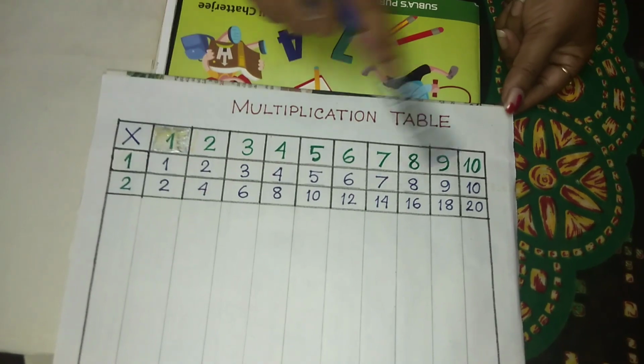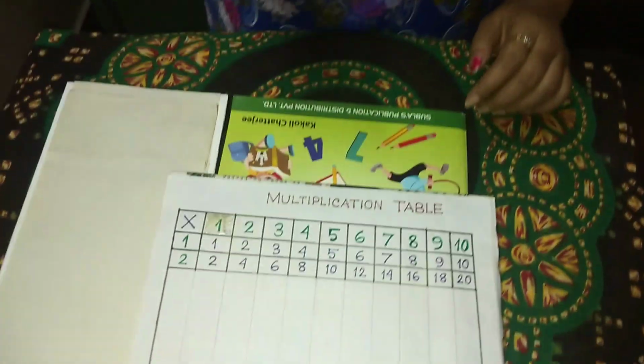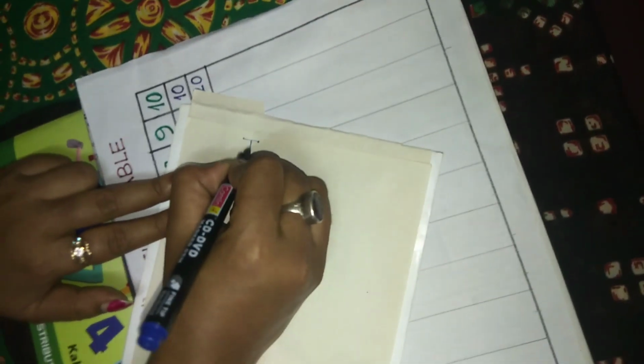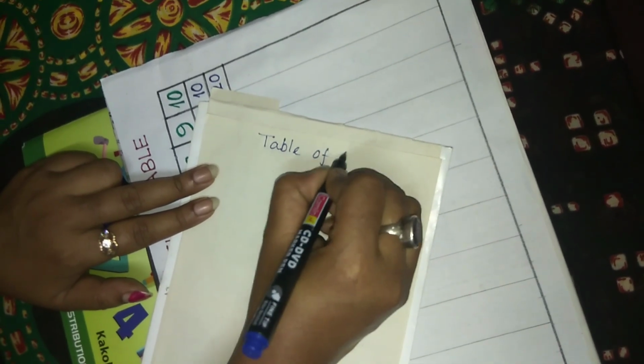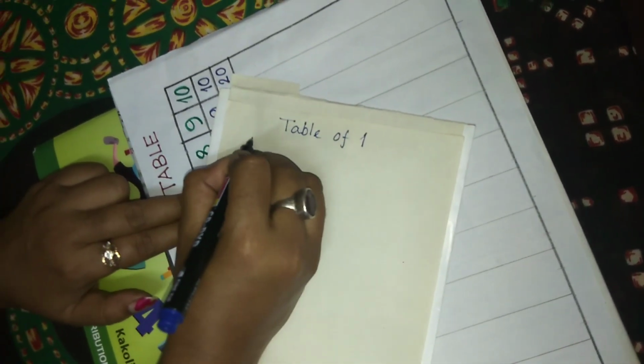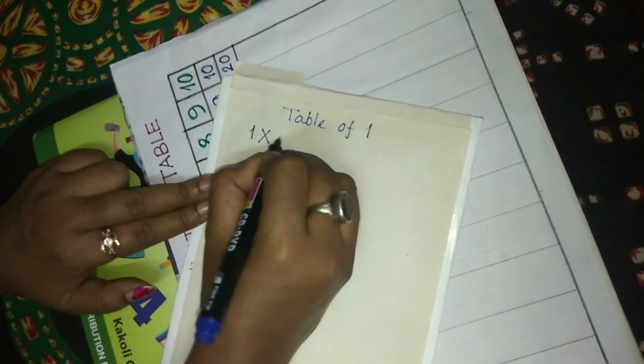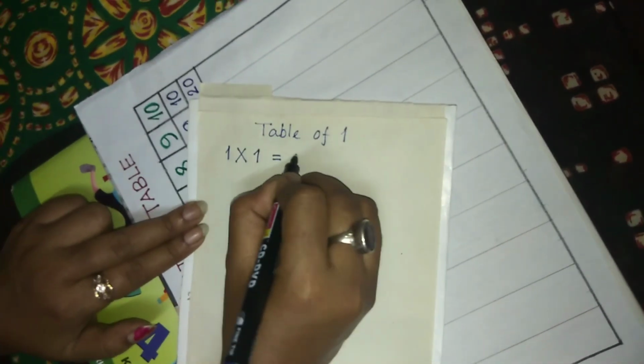So at first you read like this. Then you have to memorize what you have learned, and after that you will try to write. So let's start writing. Look, suppose I am writing here table of 1. So 1 multiplied by 1 is equal to 1.